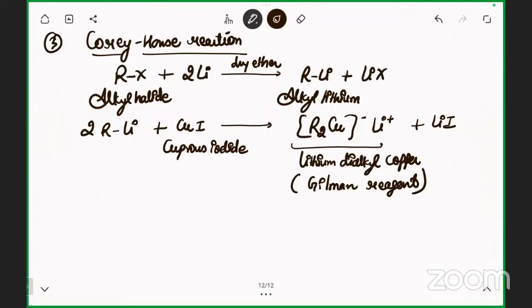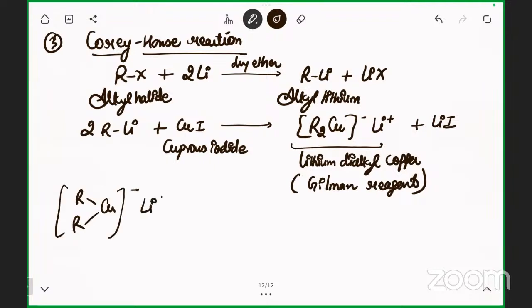Still, the main aim is to form alkanes, which are not formed yet. First we are explaining how the Gilman reagent is formed. Alkyl halide reacts with metallic lithium in the presence of dry ether to form alkyl lithium, and this alkyl lithium reacts with cuprous iodide to form the Gilman reagent, lithium dialkyl copper. Now this lithium dialkyl copper, R2Cu, reacts with alkyl halide again.